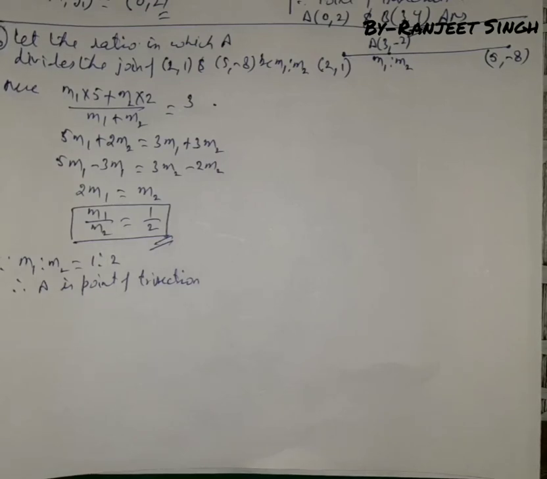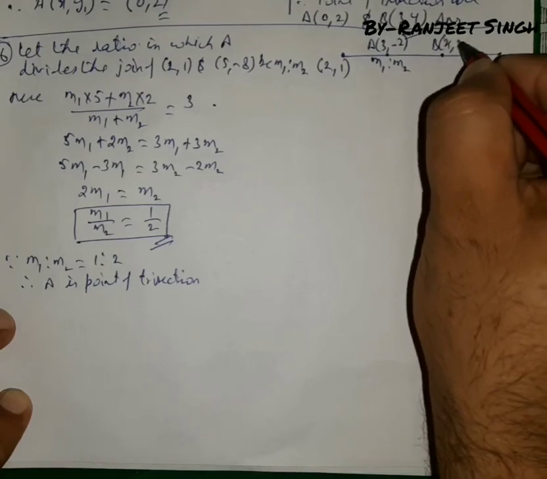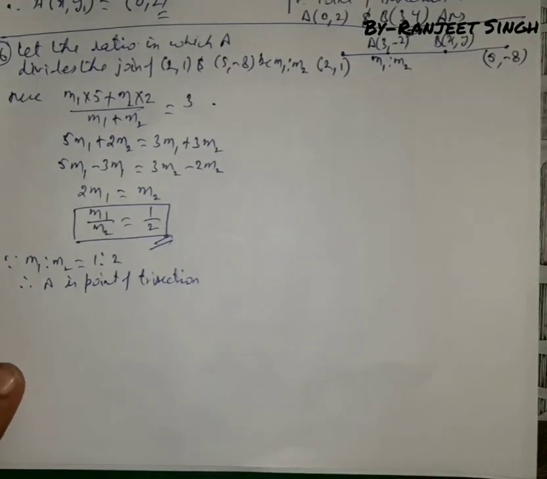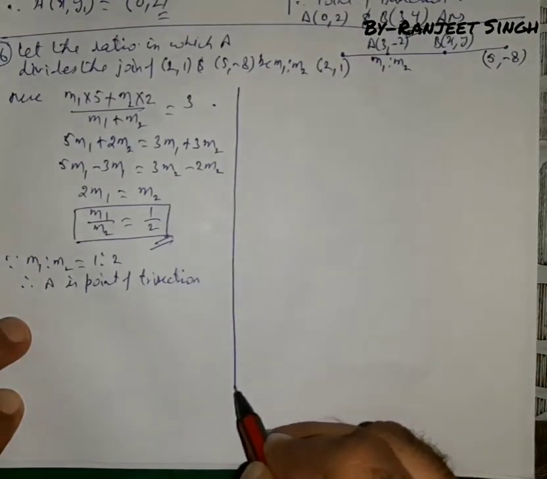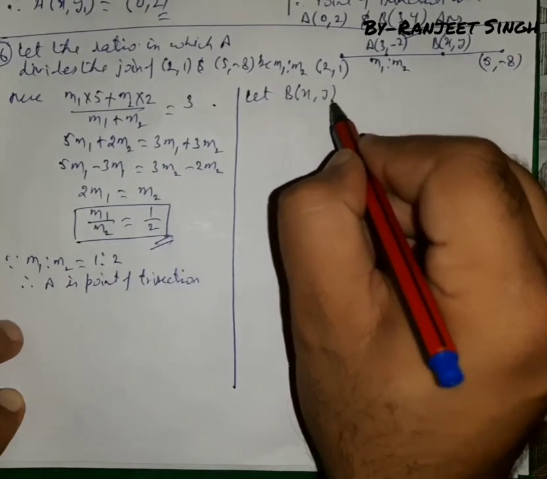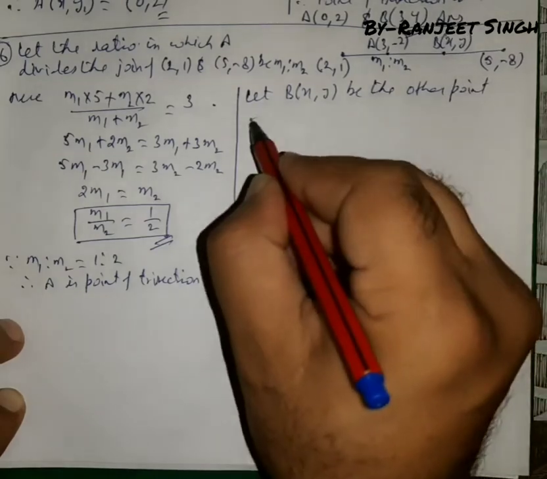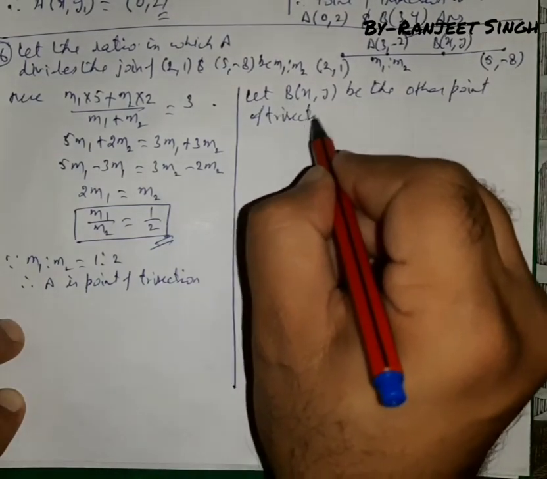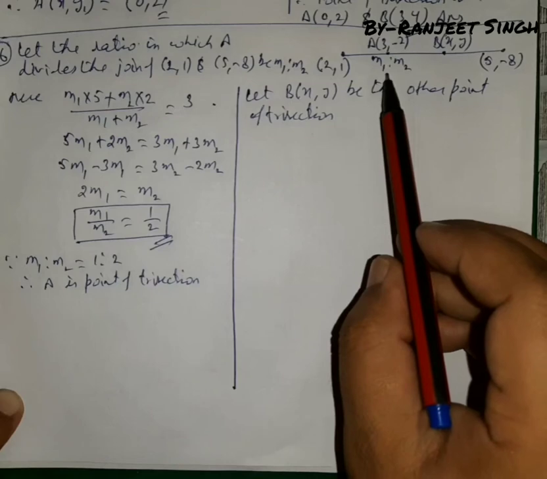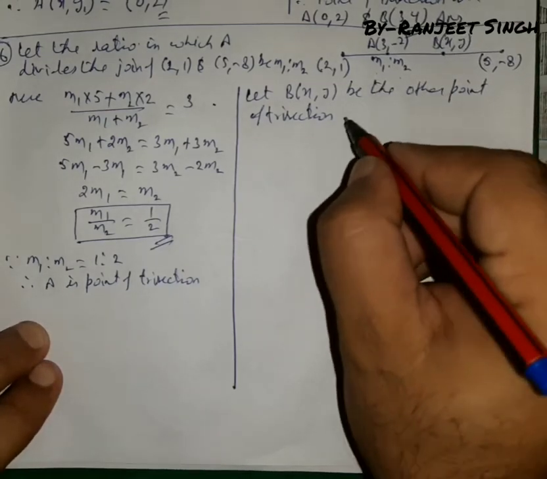Now we have to find the other point of trisection. So let B be the other point of trisection and its coordinates be (x, y). Since for the first point the ratio was 1:2, for this point the ratio will be 2:1.